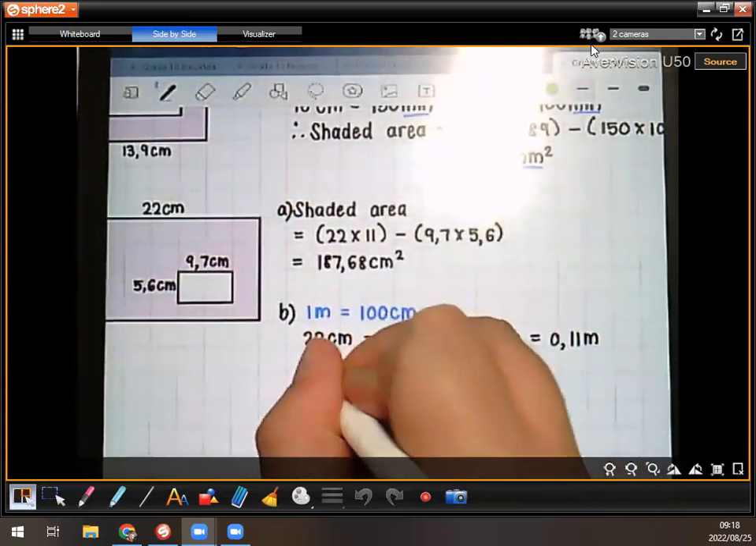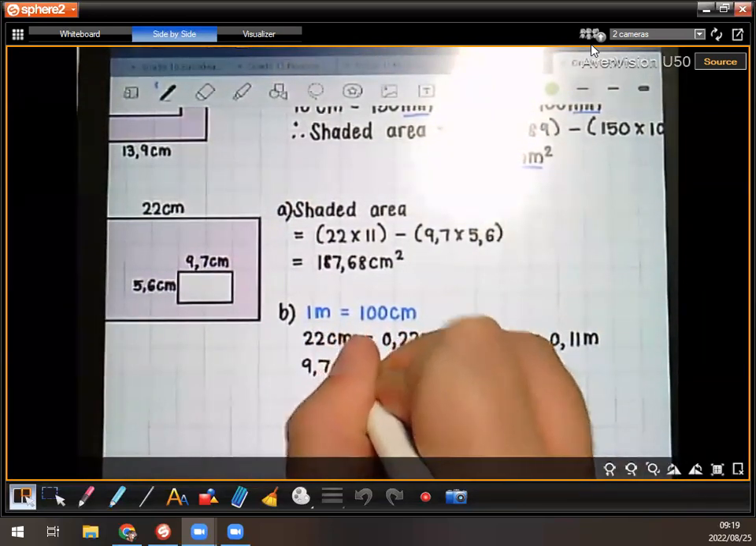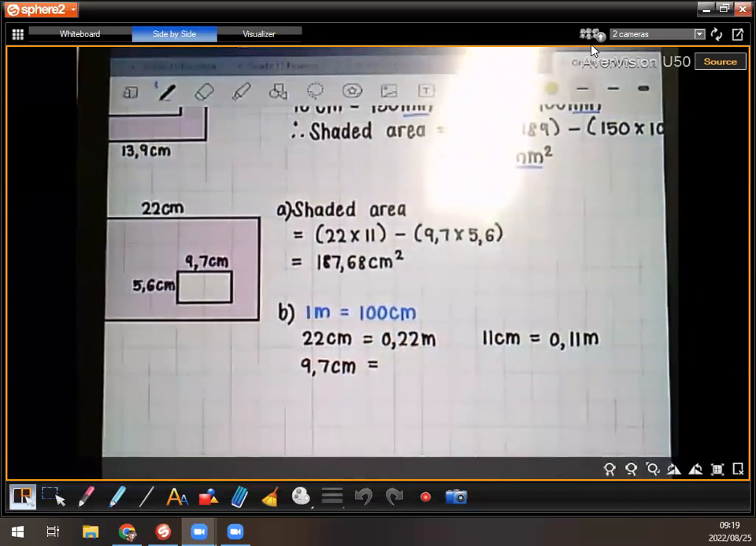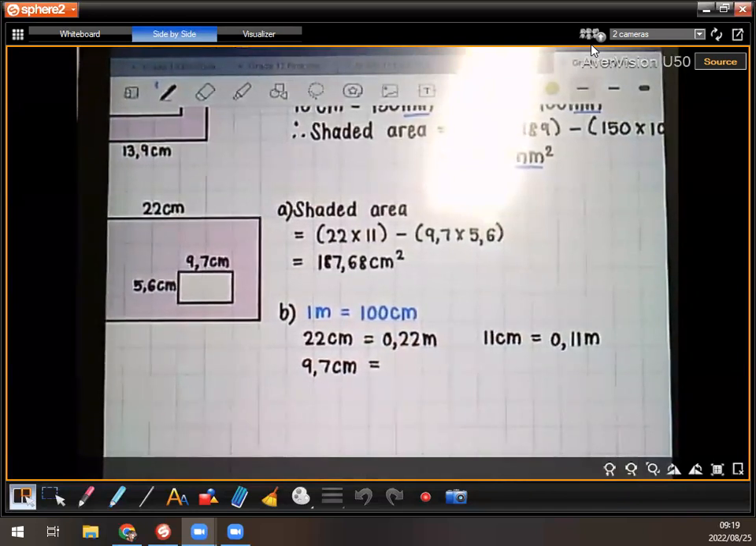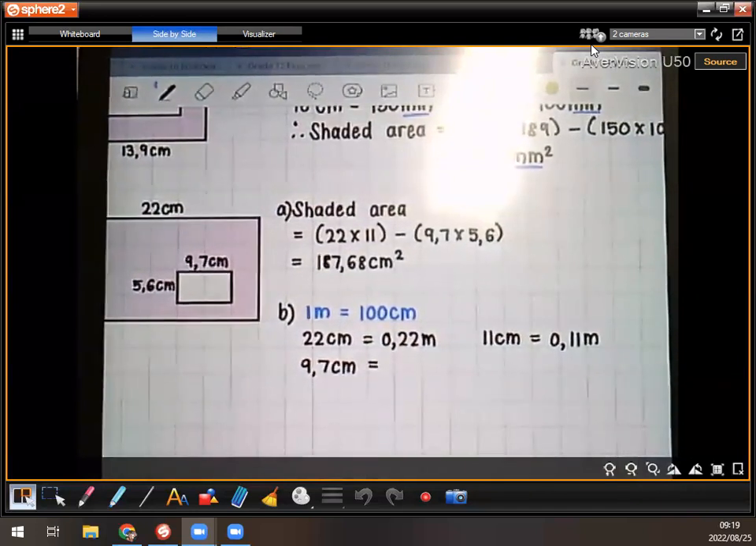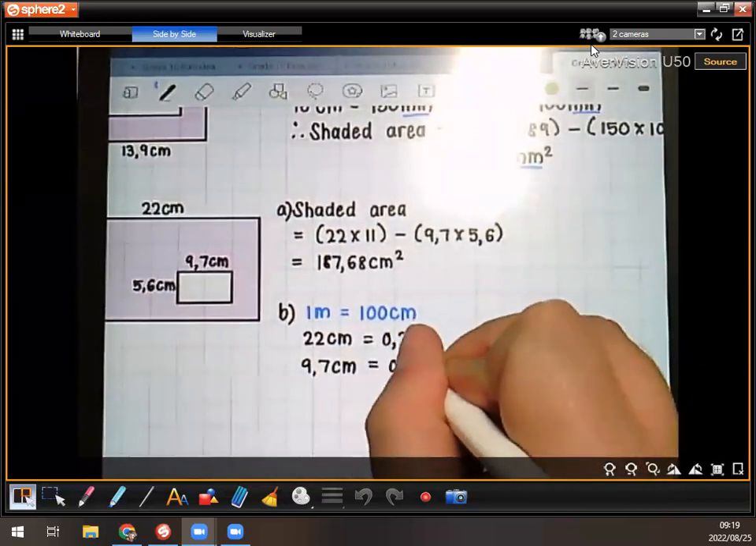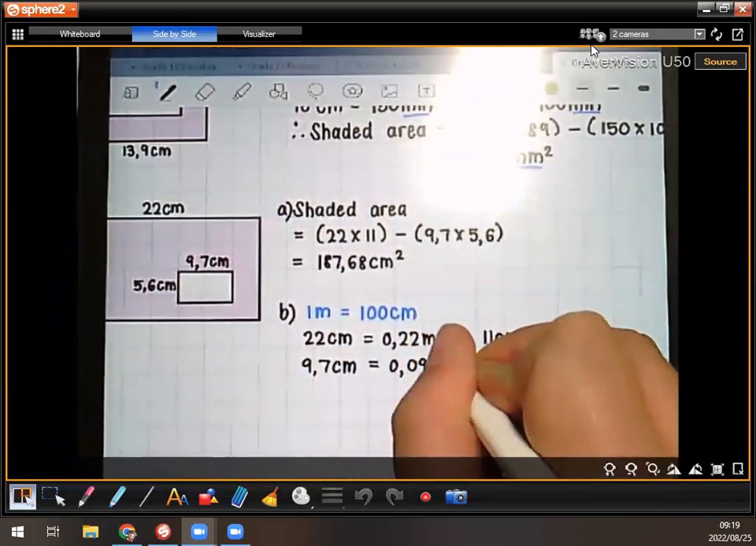But I'll show you now. 9.7 centimeters. That's going to now say 0.97. No, because that will be 97, hey? So I'm going to have to say 0.097 meters.